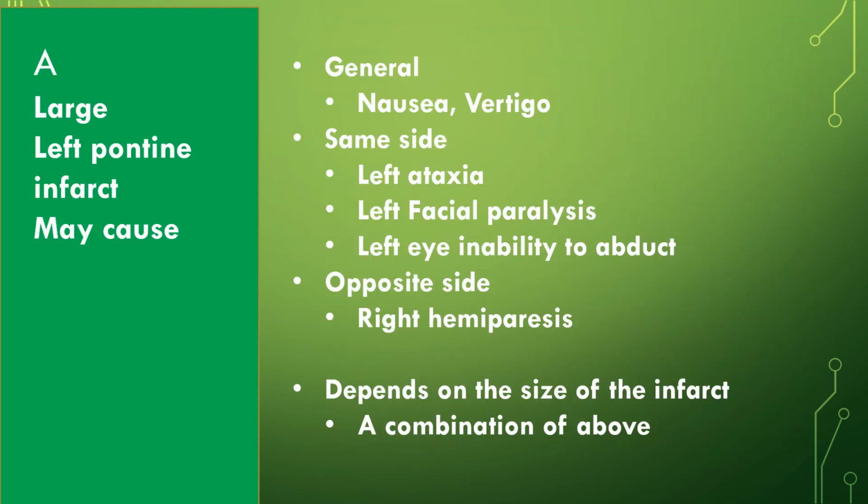So a very large left pontine infarct may cause nausea and vomiting, vertigo, left ataxia, left facial paralysis, and left eye inability to abduct. And on the opposite side, the patient will have right hemiparesis. The symptoms mainly depend on the size of the infarct and the location, and the patient will have a combination of the above symptoms.